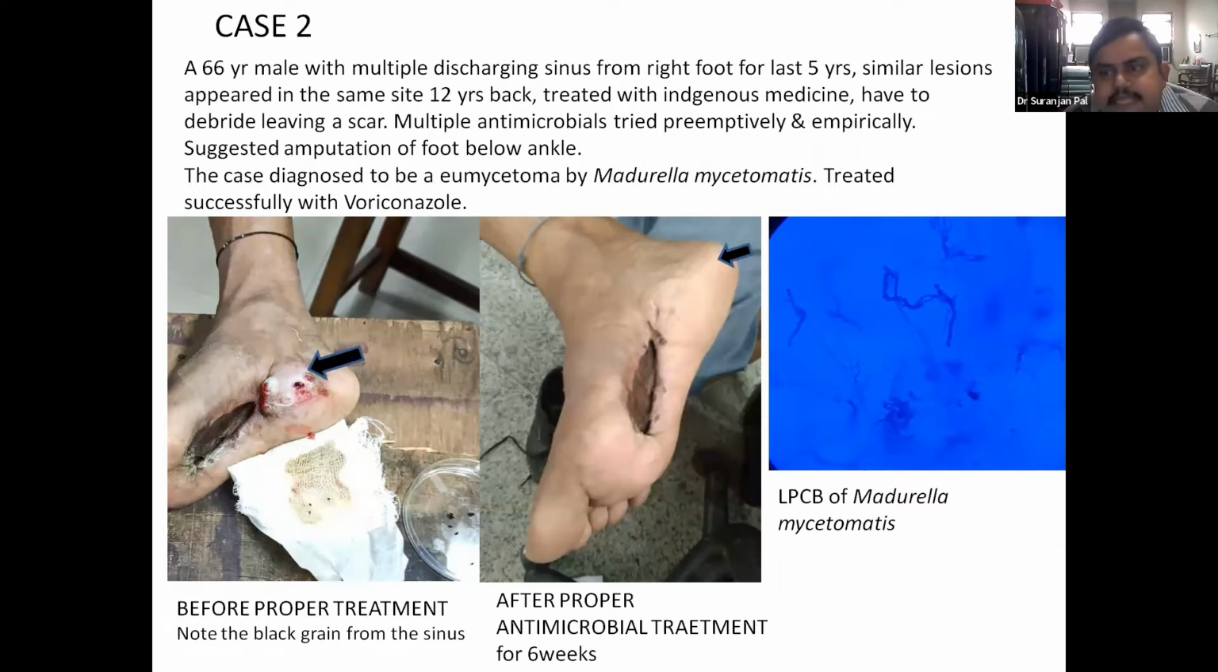After visiting several premier institutes of our country, he visited our institute, and it came out to be a eumycetoma. This eumycetoma, caused by Madurella mycetomatis, was resistant to most of the antifungals. It was successfully treated with voriconazole. As you can see in the picture, the lesions have completely healed.